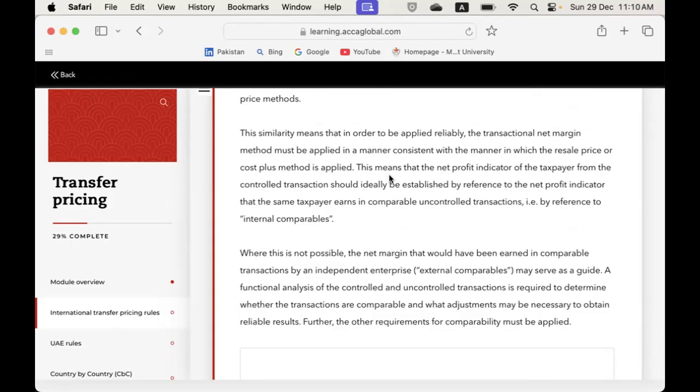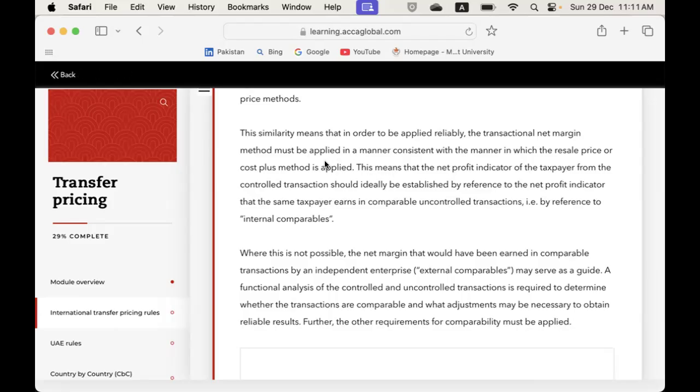Cost plus methods were being applied to long lived relationships whereby one entity was performing either services or selling semi-finished goods, and they were allowed to put a markup on that. These were the two methods.